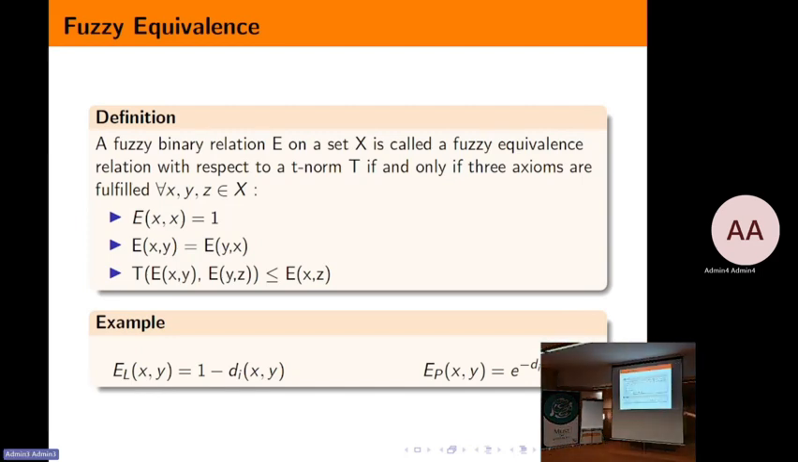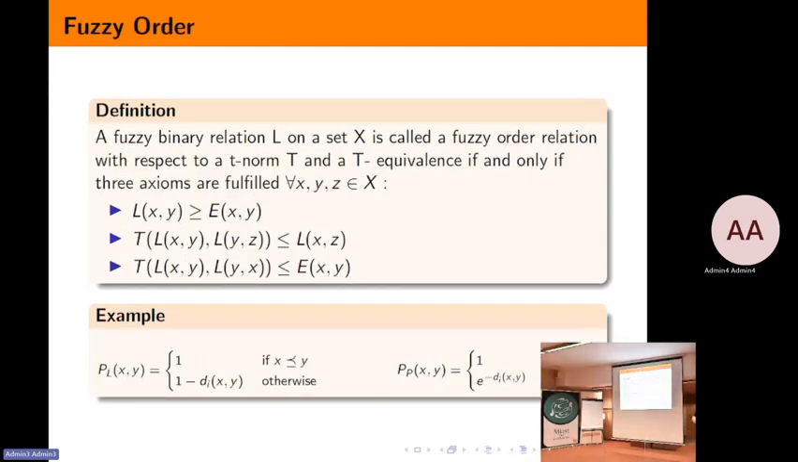Well, in the example where I have already inserted the distance, in the Lukasiewicz case we have just 1 minus the distance and the exponent. We can combine this to have fuzzy orders, where we get this other case, 1 if y is greater, or here we actually have fuzzy equivalence as it was in the previous slide.